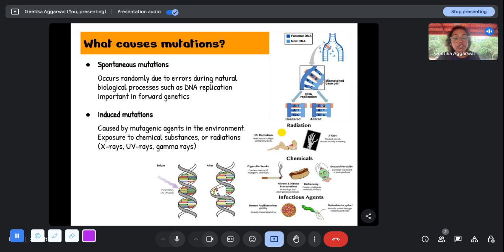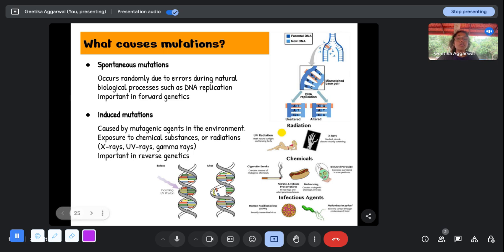And there are other infectious agents, for example HPV, the human papilloma virus, or Helicobacter pylori, which is a bacteria. So there are these external factors which can also cause mutations, and those mutations are called induced mutations. Mutations that happen naturally during the process of DNA replication are called spontaneous. Others are called induced mutations. So there are two ways in which mutations can occur.